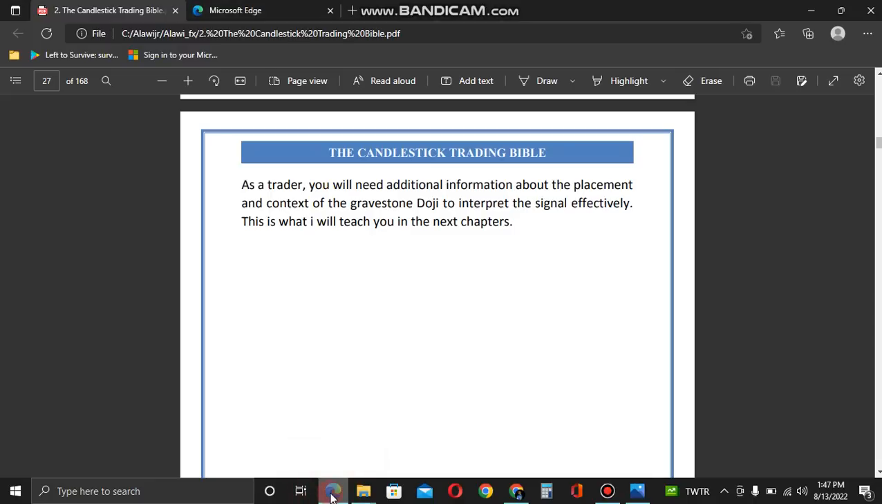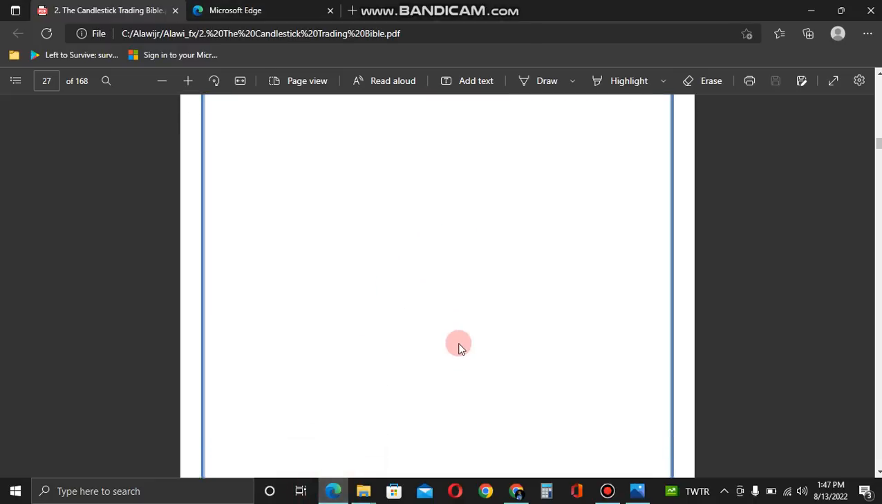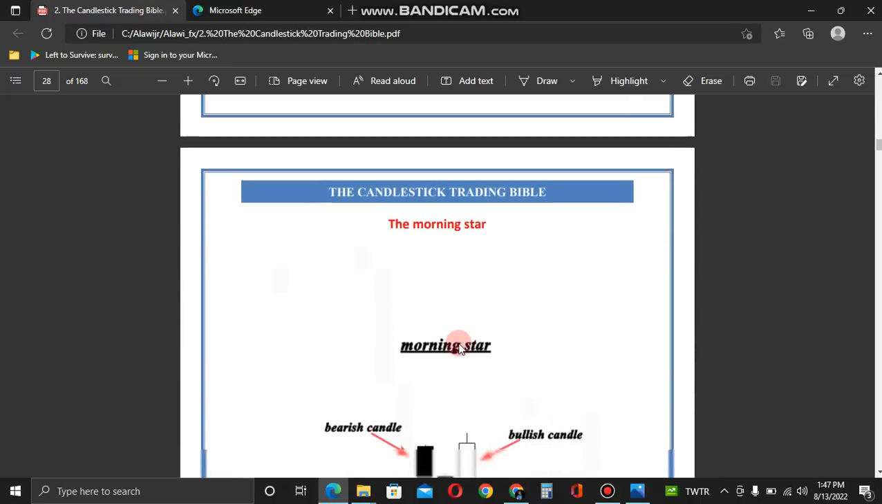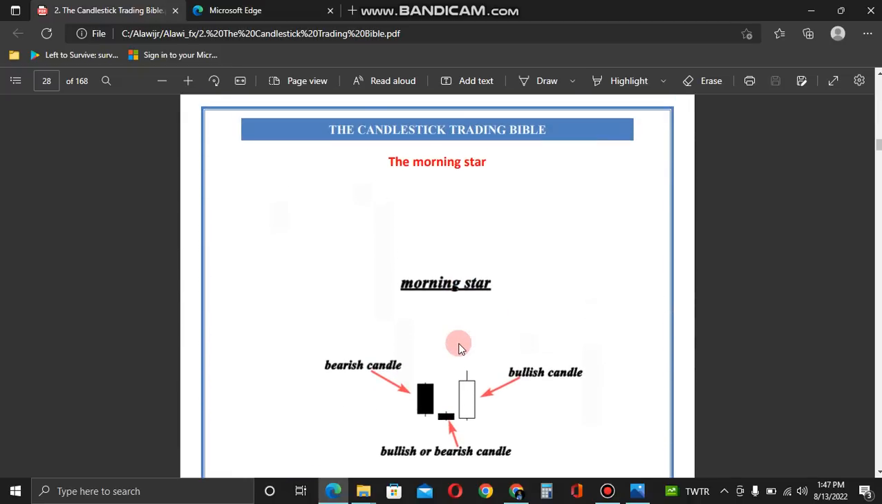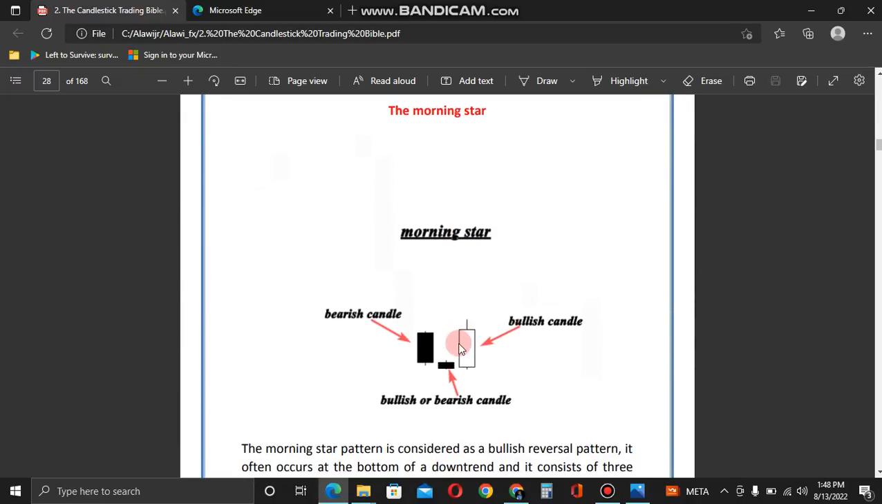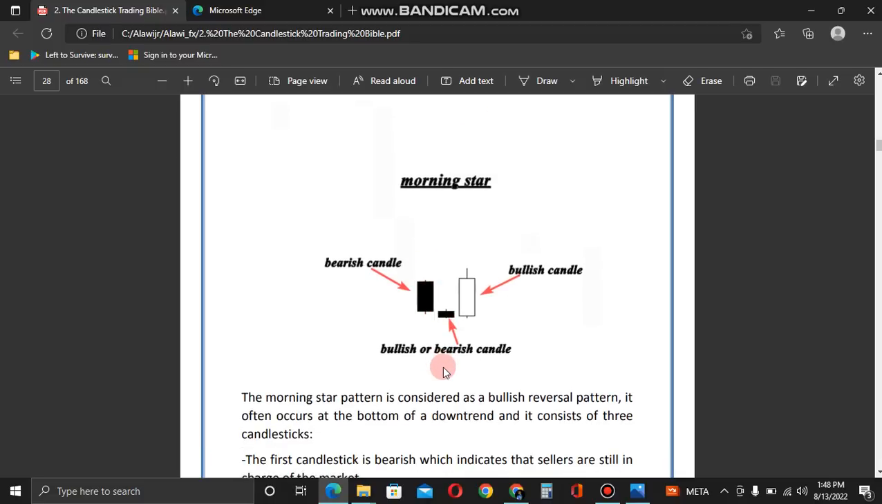So going back to our studies, we continue learning candlestick patterns. Last time we ended at the gravestone doji, so we move forward to the 4th episode. We will learn another candlestick called the Morning Star. As you can see in the example, it appears as a first bearish candle, a second bearish, then a bullish candle. Sometimes the middle one can be a bullish candle. As you can see the size of the candles, just master that.